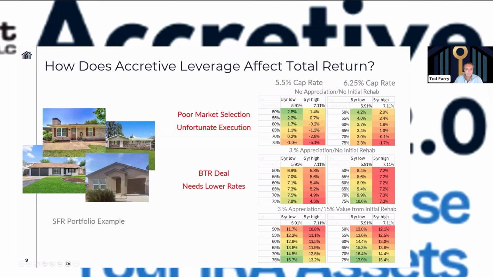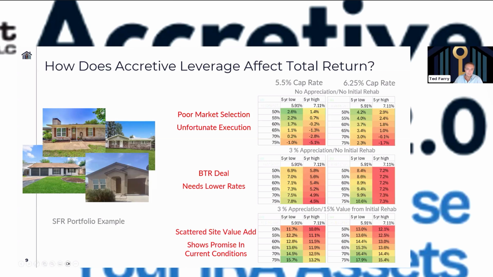In our final scenario, we bring in the disciplined execution of embedded equity created from the initial rehab at acquisition. All scenarios are now accretive. The magnitude of the positive accretive leverage is highlighted in the 4.9% spread from 50 to 70 LTV in the best scenario to 2.4 in the worst. Higher leverage is rewarded when there's good market selection and solid execution in this scenario.